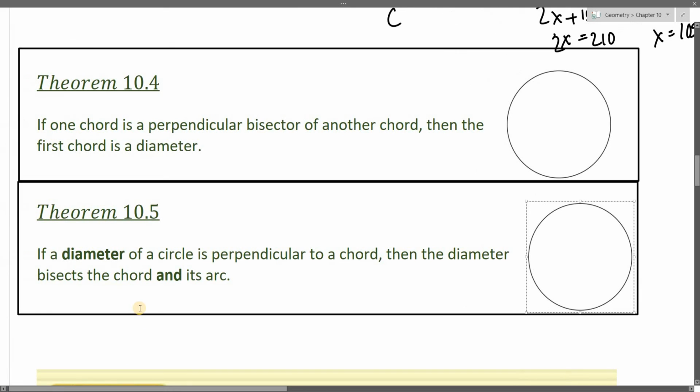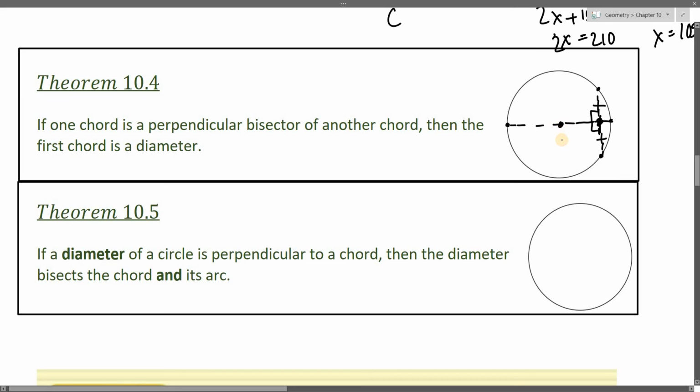If one chord is a perpendicular bisector of another chord, right? So we've got a chord, so the endpoints lie on the circle. Do my best to get this. And so that's one chord, and we're going to draw another one that is the perpendicular bisector. So it's got to go through the midpoint. We'll draw that midpoint quite large here, and it's going to go through over here. Also, it's perpendicular, so it forms 90-degree angles here. And so it's the perpendicular bisector, so these two points would be equal. Well, then the first chord is a diameter.